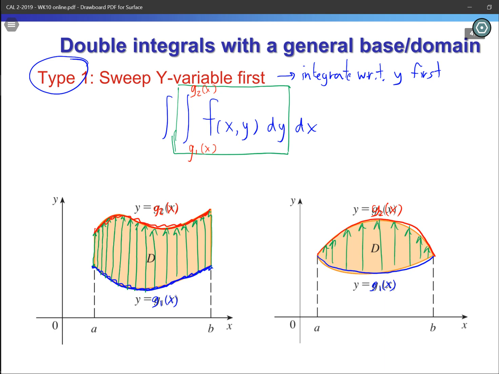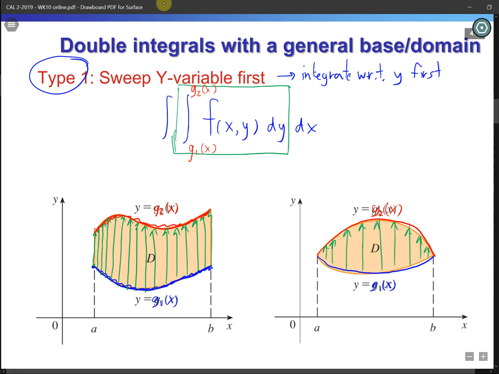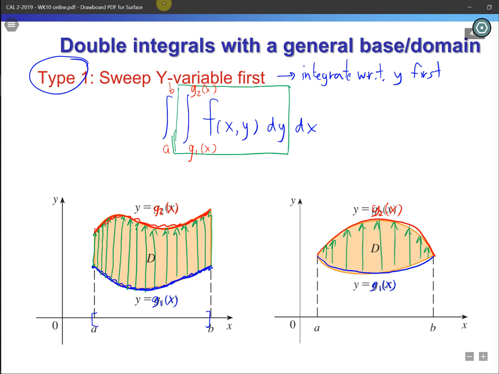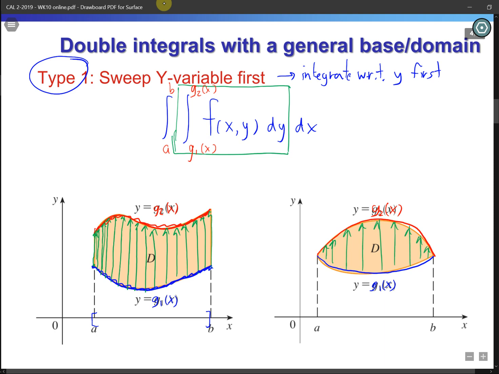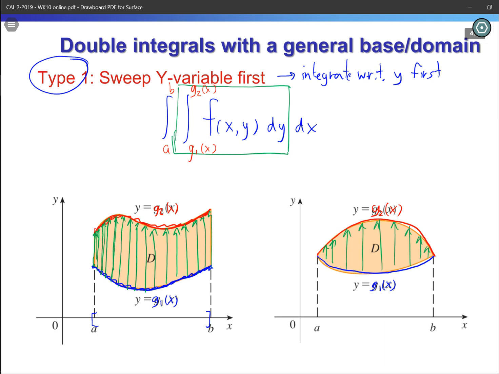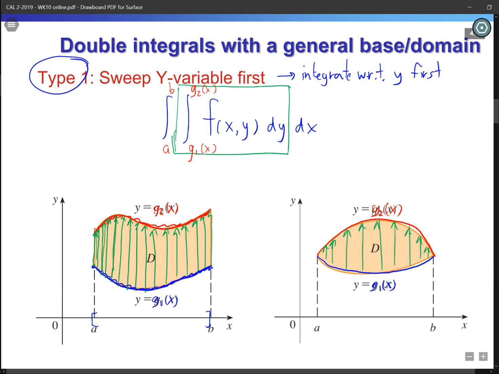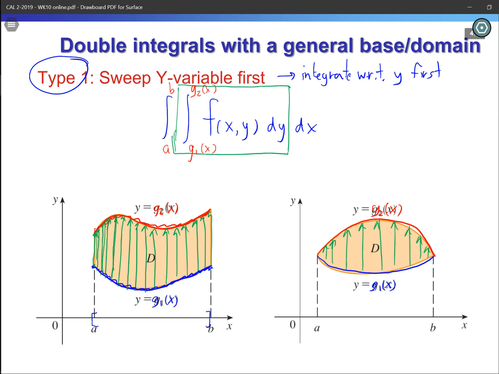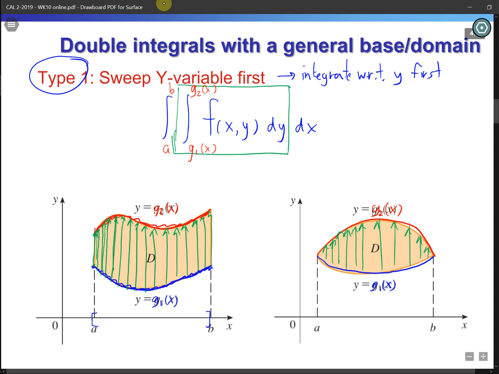Then for the x variable, all we need to do is tell the whole range of this sweeping. We can see that the x variable starts at a and ends at b, so we can just put it here. You don't need to worry about the sweeping in the x direction because all the sweeping has been done through y. We have taken care of the irregular sweeping, starting from the lower function and ending at the upper function. And for the x variable, we just specify the whole range. Alright, that is the first form of the general domain double integration.